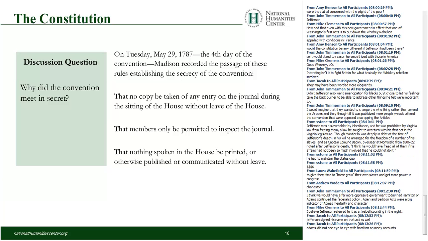Slavery seemed a perfectly reasonable labor system to them.